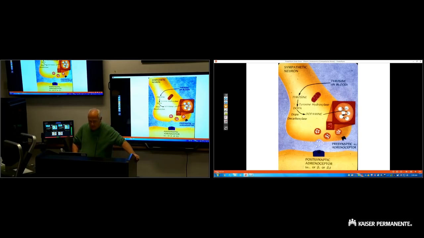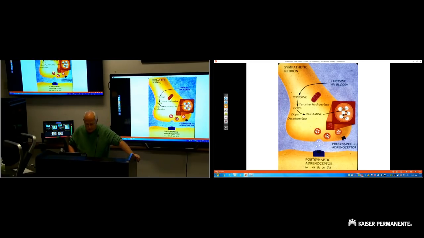Let's look. There's tyrosine in the blood, an amino acid. You get it from your food, you eat it. And tyrosine is taken up into the nerve, acted upon by the enzyme tyrosine hydroxylase, which is the rate-limiting enzyme. And then it forms DOPA, D-O-P-A, and DOPA is acted upon by another enzyme, dopamine carboxylase, and forms dopamine. Now, if this is a neuron that contains dopamine, that's the end of it, then dopamine goes into the vesicle, sits there, there you go.